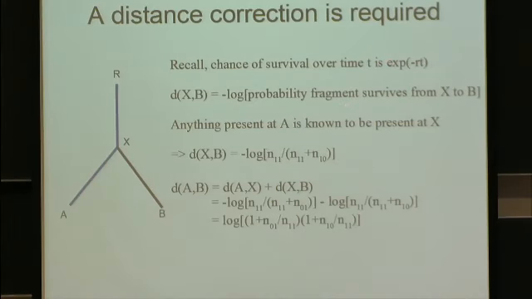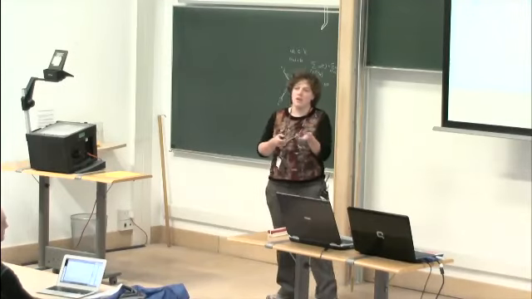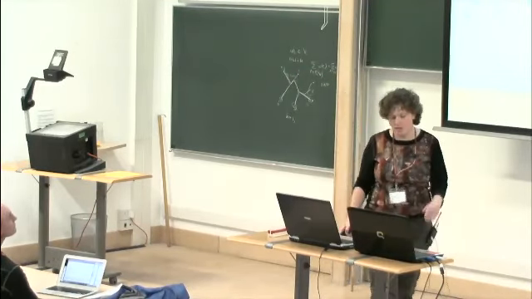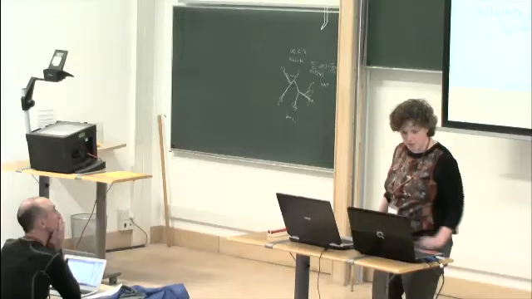So to recover this R times T, we want to take the log of this proportion, and minus the log. And that's going to give us our distance from X to B. We then just reverse the argument and consider only fragments that are present at B, and what proportion of them get lost down here, to get our distance correction. So it's a little bit odd looking compared to, say, a Hamming distance or a Jaccard distance, but it seems to follow reasonably logically from the properties of this kind of data.